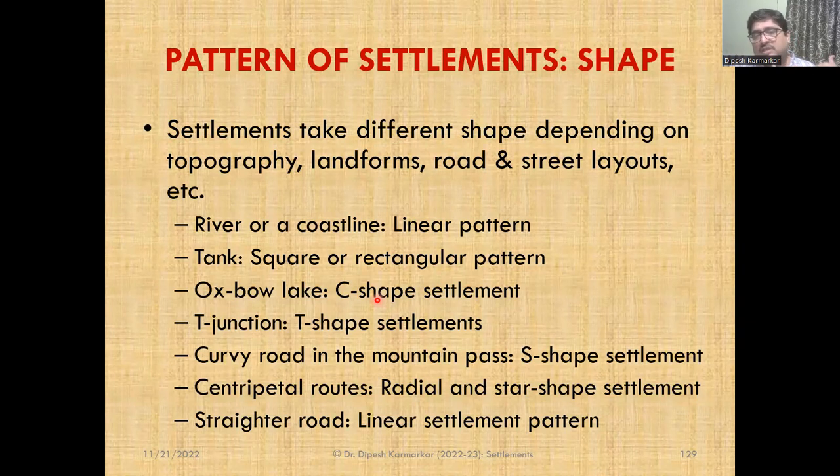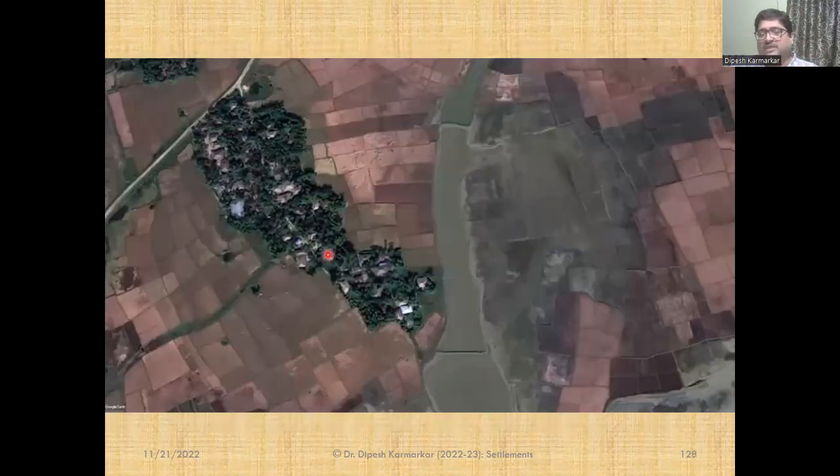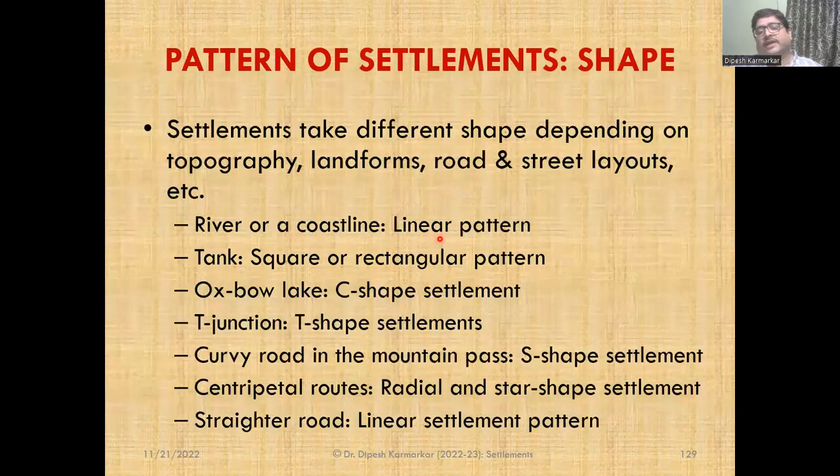In case of rural settlements, we find that the shape is largely determined by the topography, the landforms, while as the rural settlement grows to become urban, the factors that determine the shape become less natural but more human, such as the road and street layouts. Because of that, the settlements attain a particular shape. For example, settlements that are located along a river or along the coastline look like a linear pattern. The particular settlement which we just saw in the earlier slide is linear, line shaped, right? And therefore such settlements are called a linear pattern.